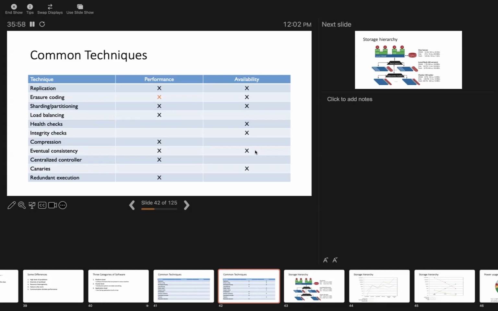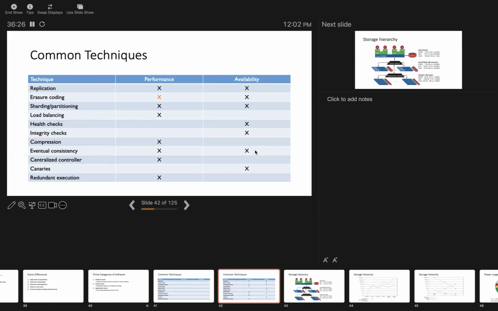Load balancing, right? You can imagine so many servers, and the load on each server is different. So if somehow you can balance the workload so that no server is overused, overuse means the performance may suffer, or some servers are just waiting. You can improve performance. But in this case, it has nothing to do with availability.